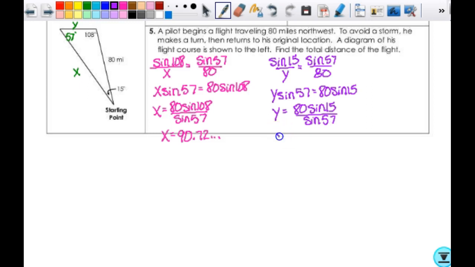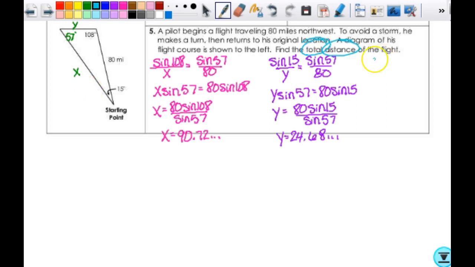And what I got was y equals 24.68 blah, blah, blah, right? I'm not even estimating the 3 decimal places so I don't accidentally use it. It says the total distance. The total distance is what I want. So my total distance of the flight, right? He flies out here, makes a turn, and then returns. So basically it's the perimeter of the triangle is what I'm looking for.